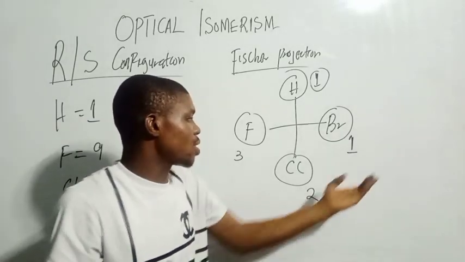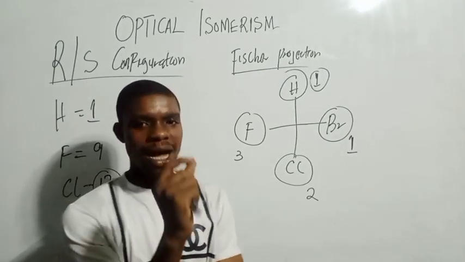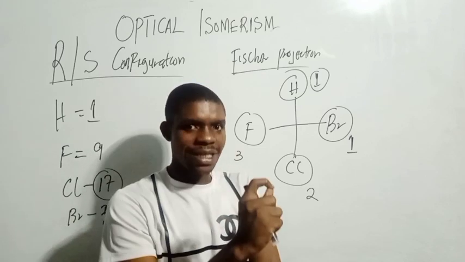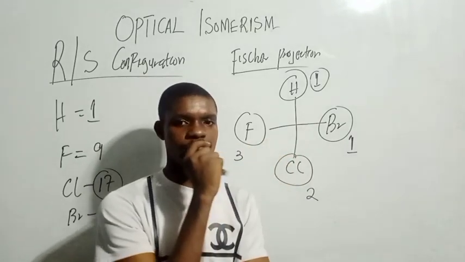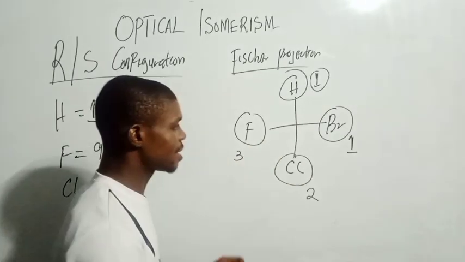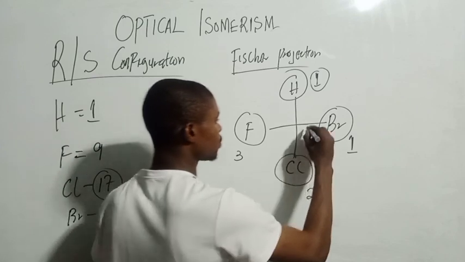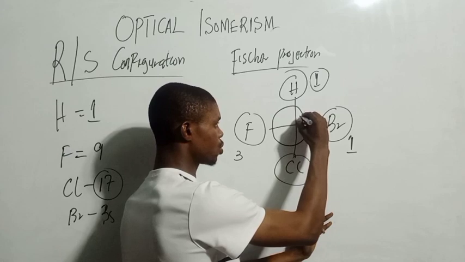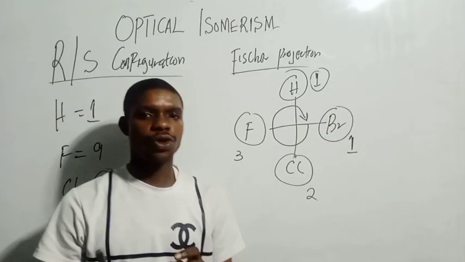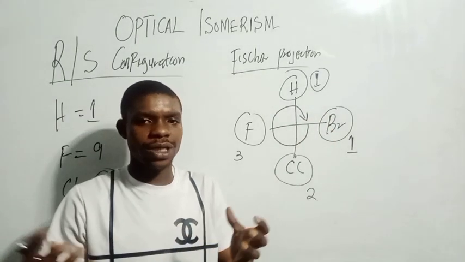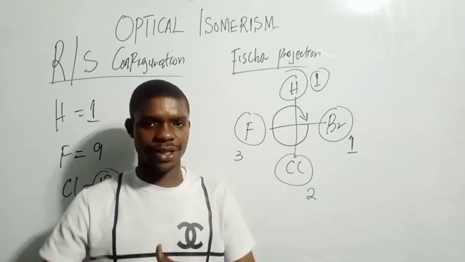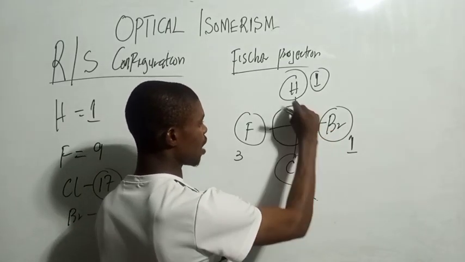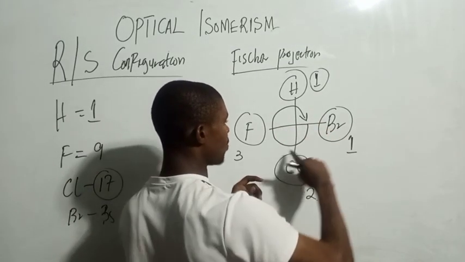So the next thing we want to do, because I have ranked it here, is to draw an arrow starting from the highest priority atom to the second highest priority atom down to the third priority atom. Do you get that? It means that this one is my highest. I will draw an arrow. Here my second one, I will draw the arrow here and draw it back. So there are two ways in which the arrow can go. The arrow can either move to the right or it can move towards the left. If you look at the arrow here, the arrow has moved from here to here. It has moved clockwise. Clockwise means what?